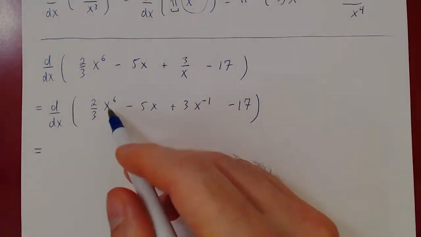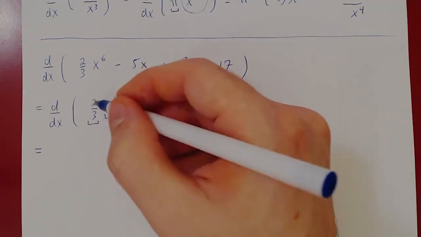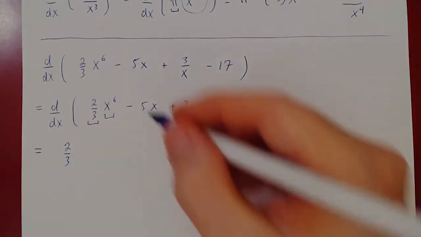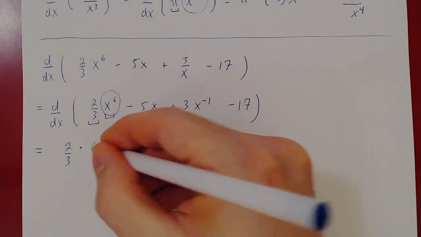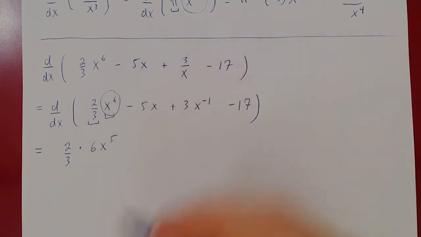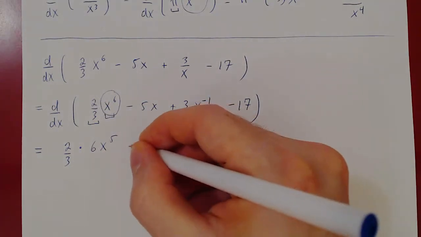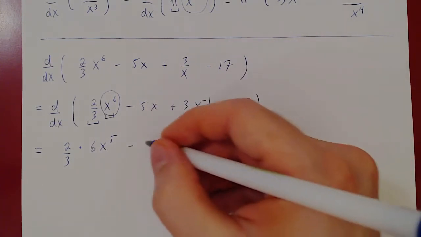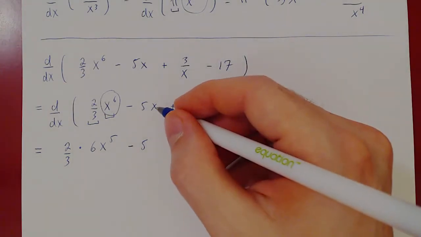So the first term, derivative of 2/3 times x to the 6. 2/3 is a constant multiple, so it just stays 2/3, times the derivative of x to the 6. We now use the power rule. We bring the power down, x to the 6 minus 1 is 5, and that's the derivative of the first function, minus 5x. Well, 5 is a constant multiple of x, so it stays 5. And the derivative of x is just 1, right?